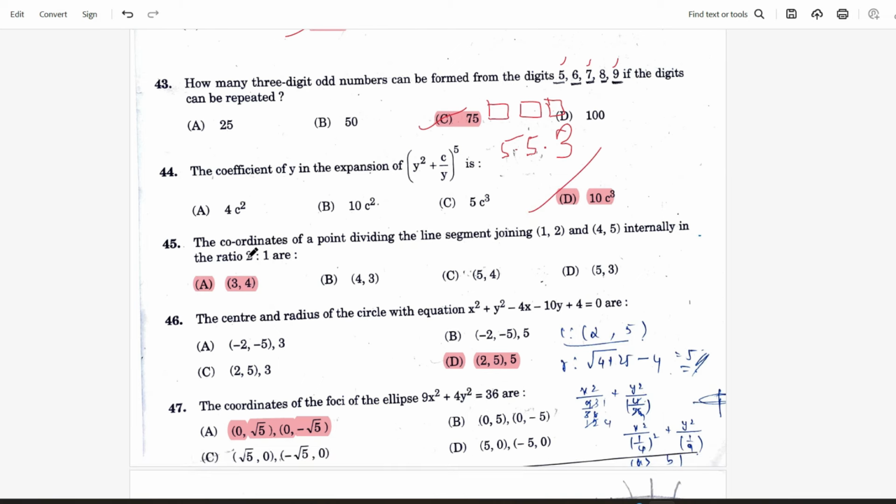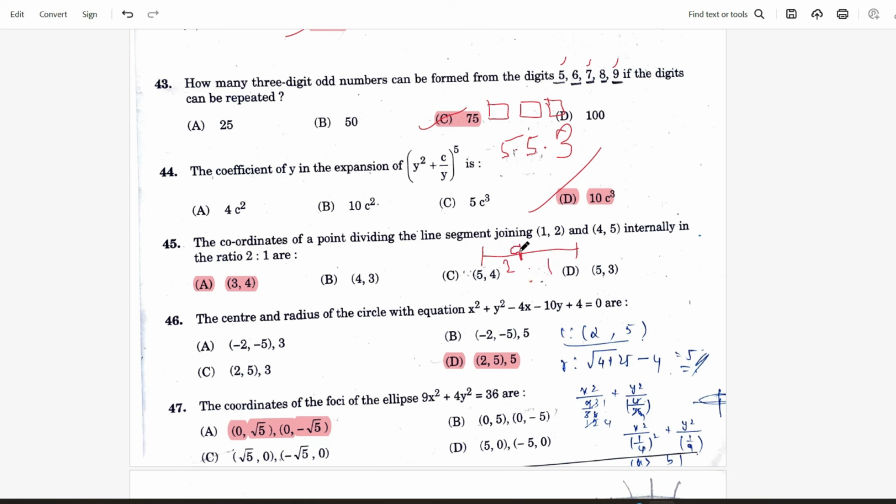And for the coordinates of the point dividing the line segment joining 1, 2 and 4, 5 internally in the ratio of 2 is to 1, we need to find this point. There are two points, 1 comma 2 and 4 comma 5, and there is a point in between which divides the line in the ratio of 2 is to 1.